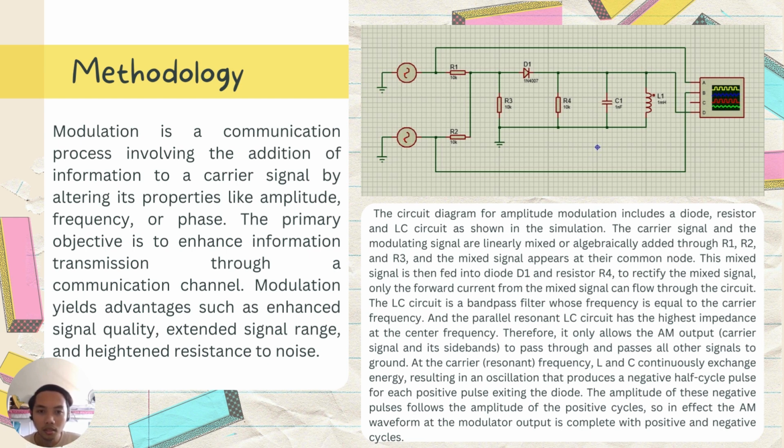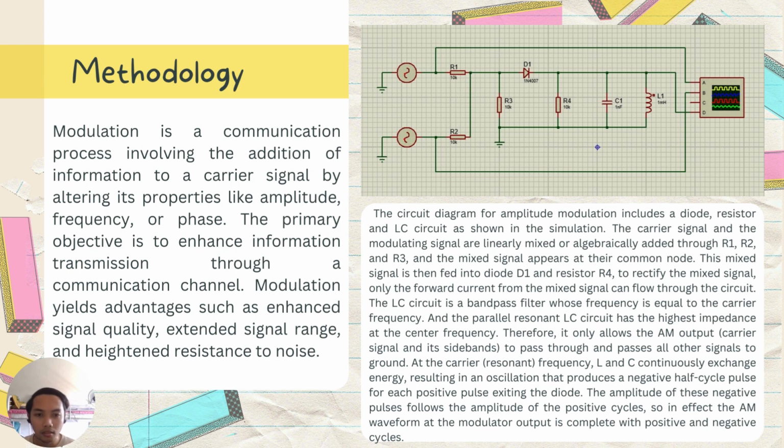This is our circuit diagram. The circuit for amplitude modulation includes a diode, resistor, and LC circuit as shown in the simulation. The carrier signal and the modulating signal are linearly mixed, or algebraically added, through R1, R2, and R3, and the mixed signal appears at their common node. This mixed signal is then fed into diode 1 and resistor R4. To rectify the mixed signal, only the forward current from the mixed signal can flow through the circuit.